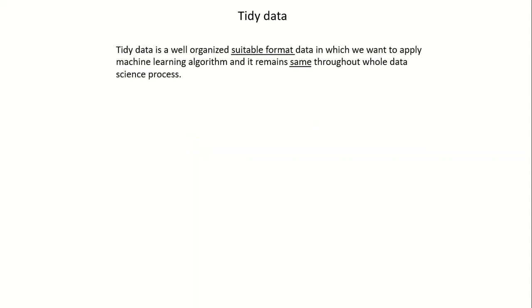Tidy data is a well-organized, suitable format of data in which we want to apply a machine learning algorithm, and it remains the same throughout the whole data science process. I discussed what it means by same, but in this video, I will discuss suitable format data. Suitable format data you can call by other names, like well organized data or most structured data. The name is different but the meaning is exactly the same.